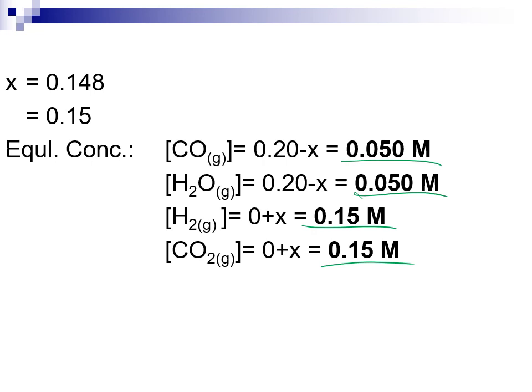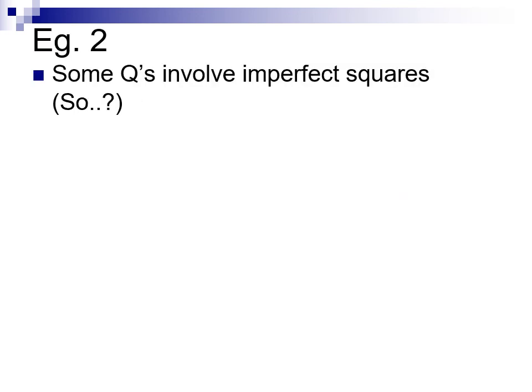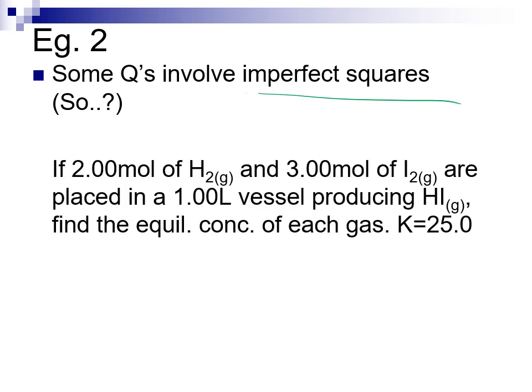All right, so that's fairly straightforward because we were able to root both sides. Let's try a little bit harder one. So if we don't have a perfect square, imperfect square, we're going to have to work a little bit harder on the math. Same idea, same setup for the question.